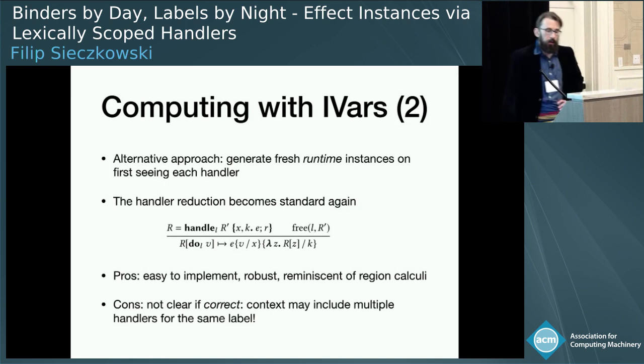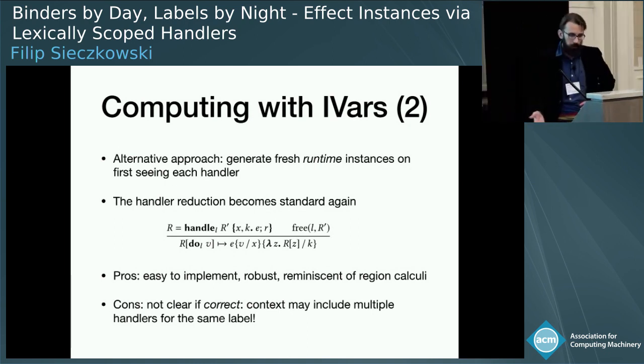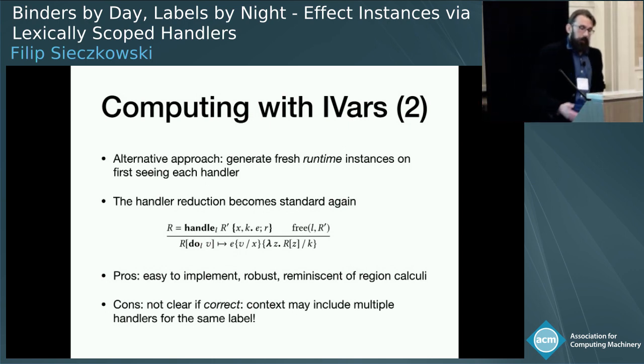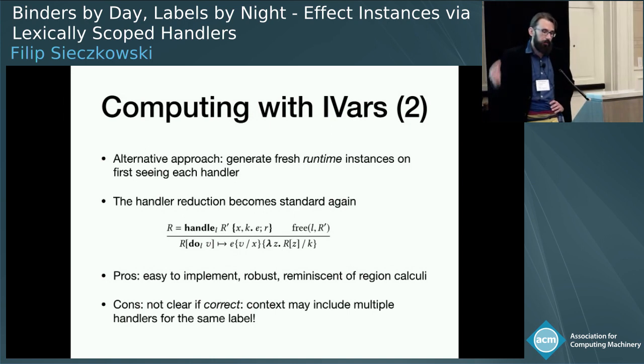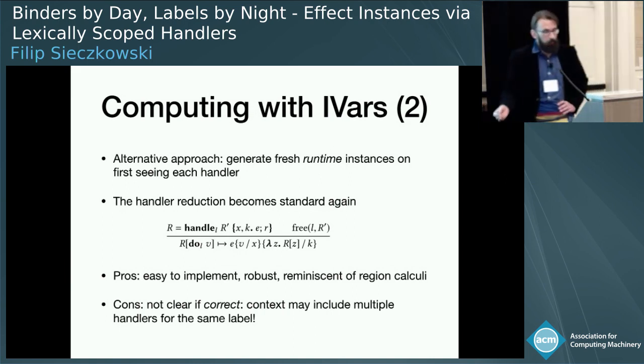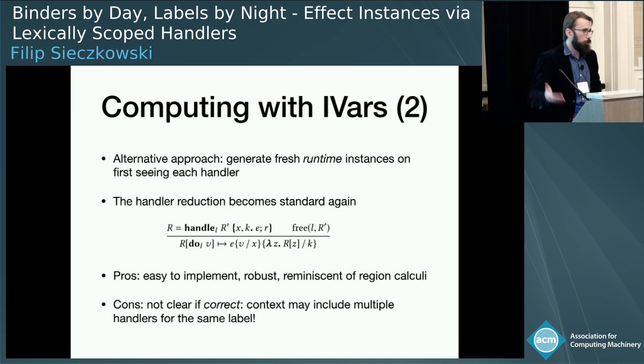The other way is to generate fresh runtime instances and introduce actual values, or not really values, but runtime instances, whenever we see a new handler. And then the handler reduction becomes standard, like what we've seen before. And the pros here are, it's easy to implement, it's robust, it's very reminiscent of region calculi. However, it's very, very unclear whether it's correct. Because the context may include multiple handlers for the same label, because you can reproduce context using the continuation that you capture.